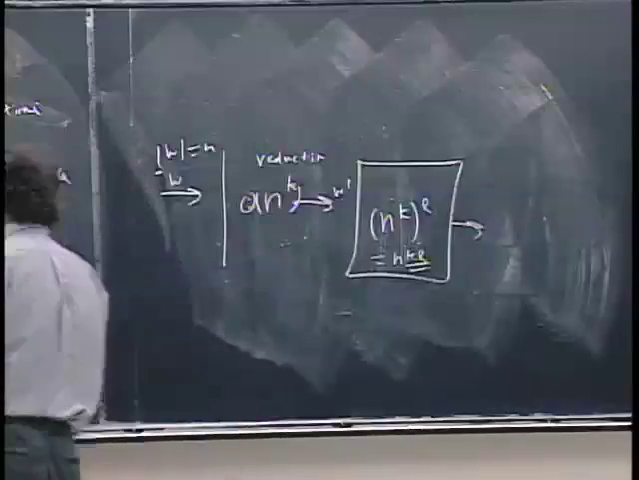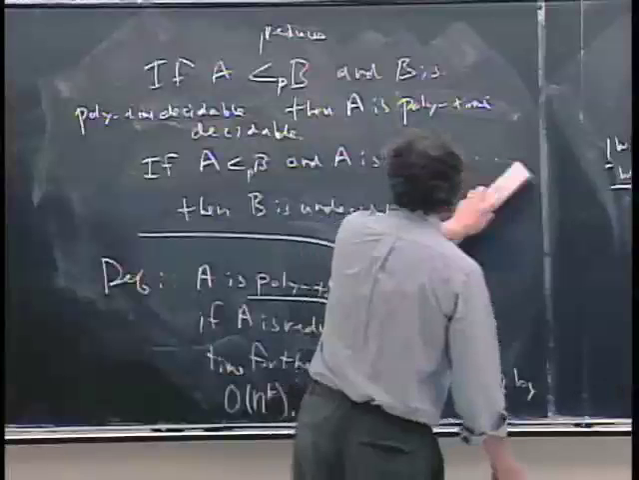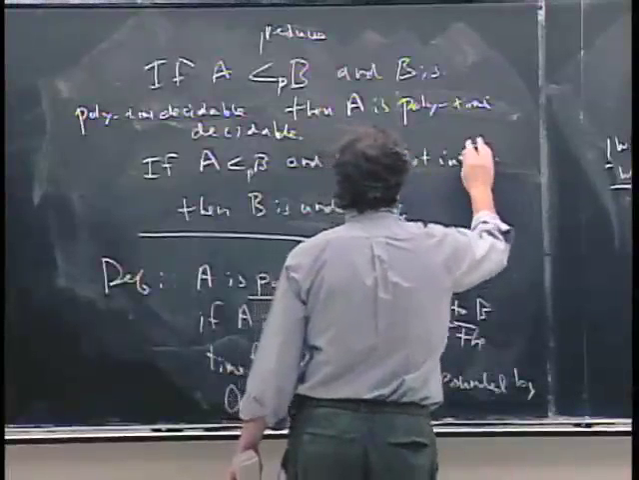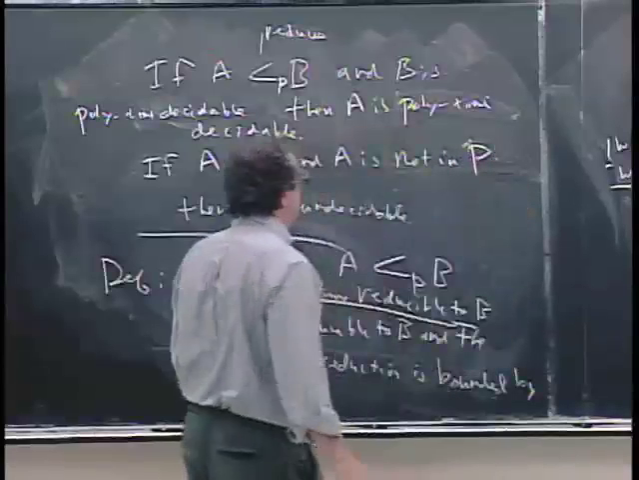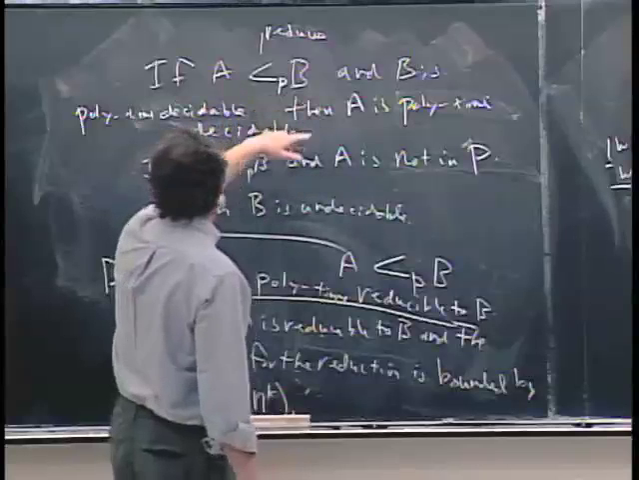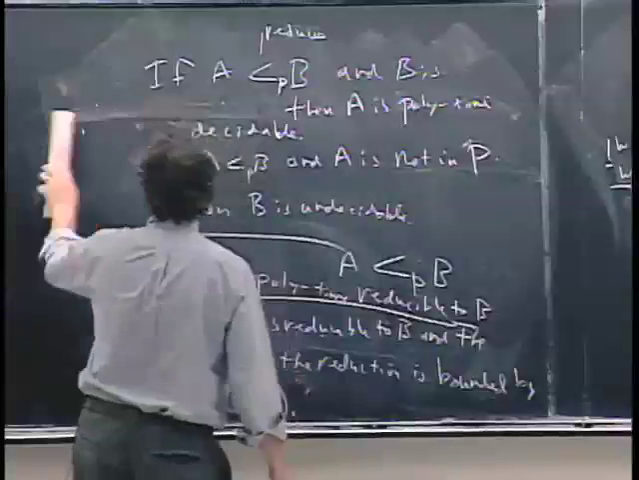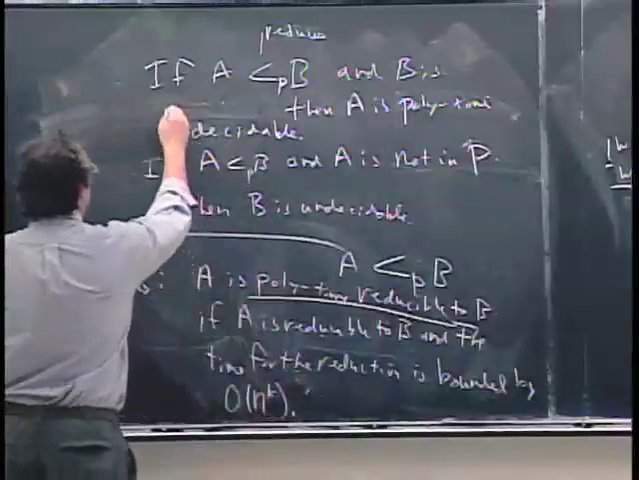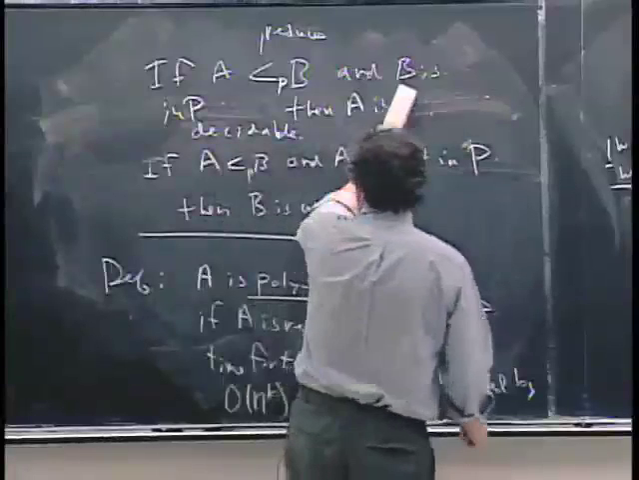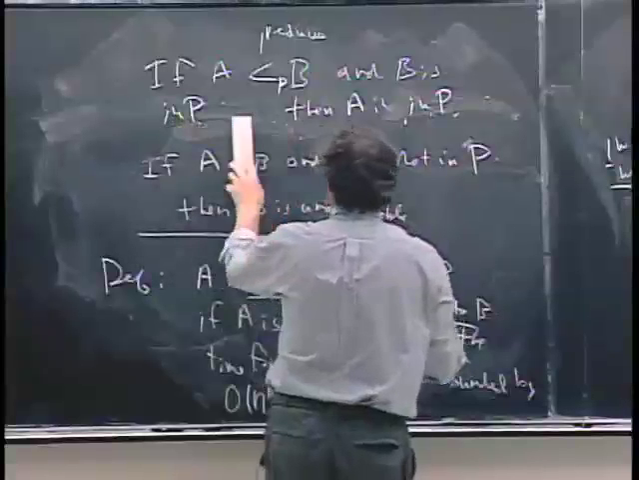And then, if A is polynomial time reducible to B and B is in P, I'm just abbreviating now what it means. I could have said here if A is reducible to B and B is in P, then A is in P, okay, because that's what P means.